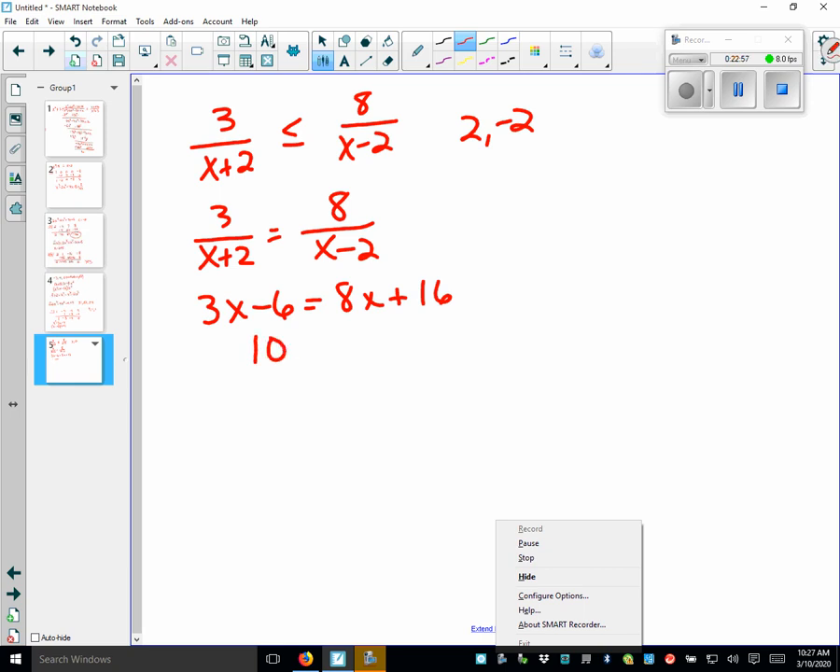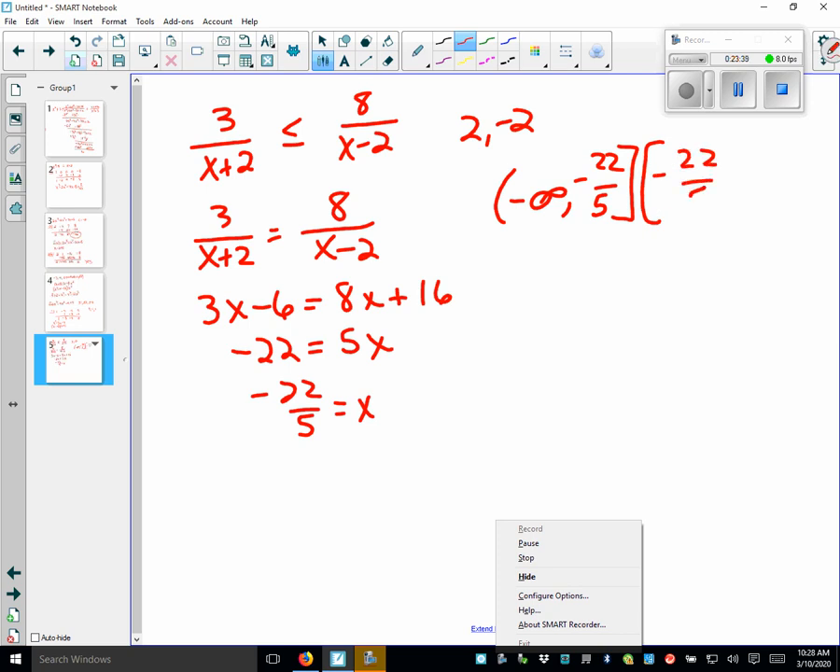So, 10 equals 5x. Wait, is that right? No, I didn't get that lucky. Negative 22 fifths is x. Good. Now, my intervals. Start at negative infinity to negative 22 fifths, with a bracket. Then negative 22 fifths, parenthesis. Negative 2 to 2, parentheses.